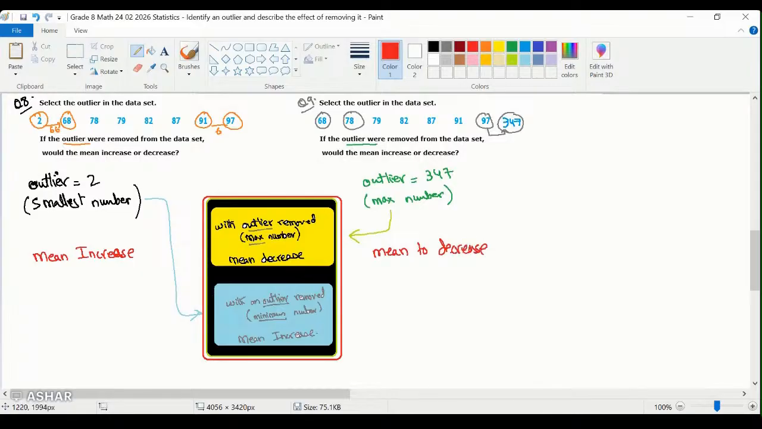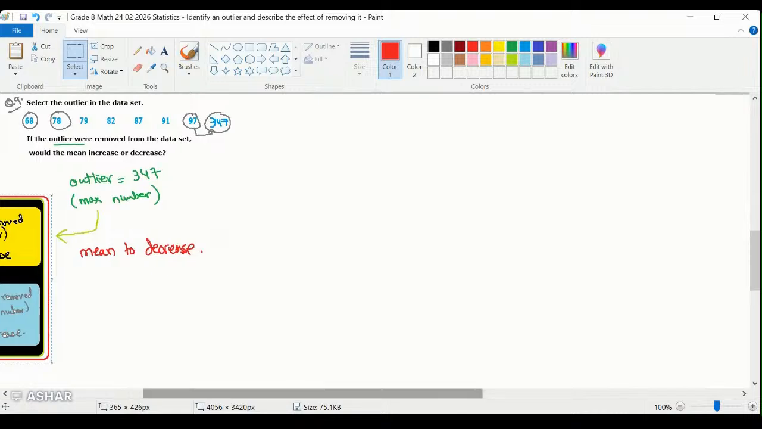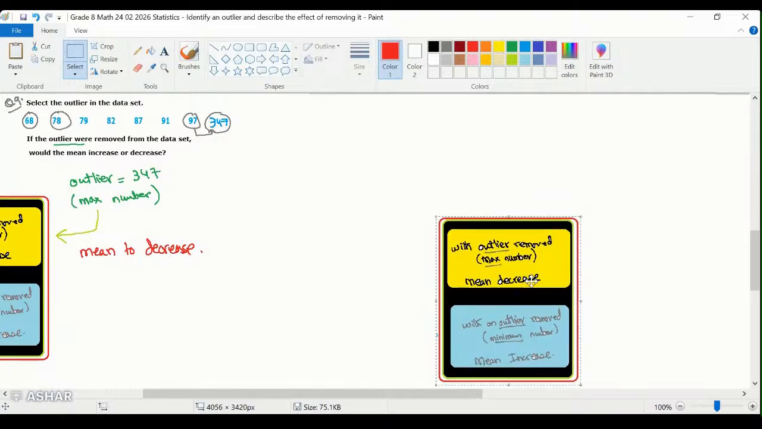Okay, thank you so much. Let's reuse this information and do one more question. Then let's try the exam questions, okay? For the next question, the given information is this.